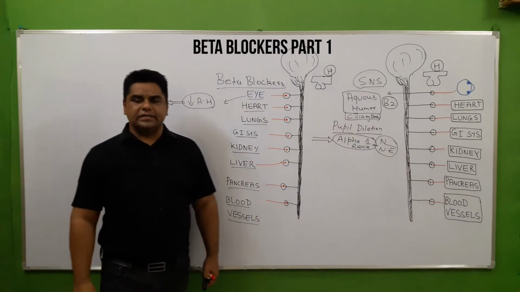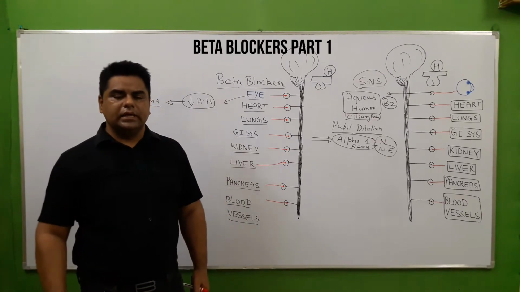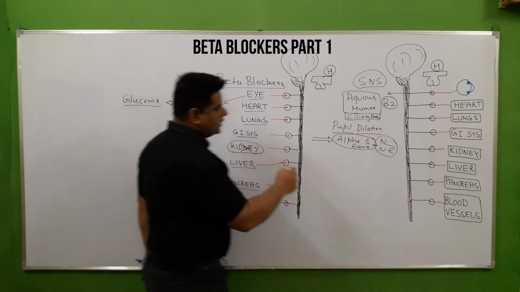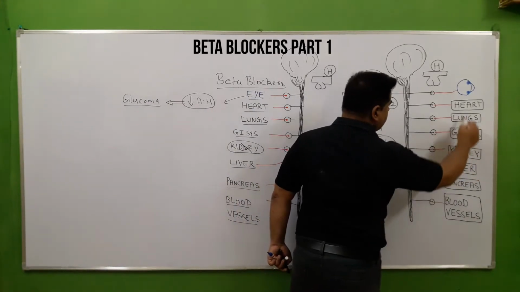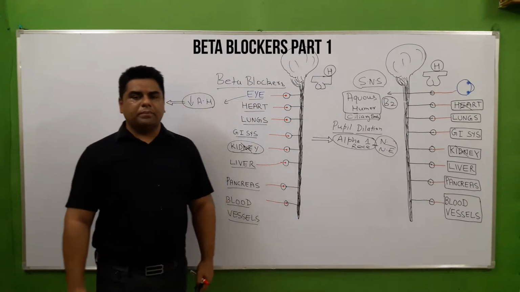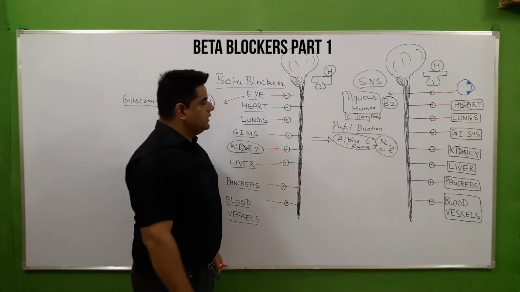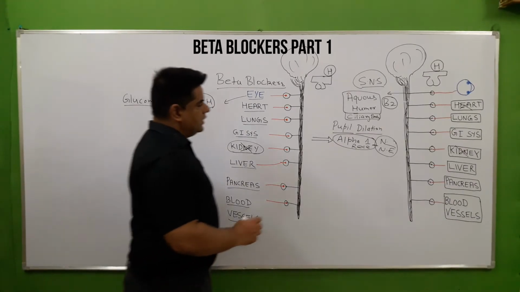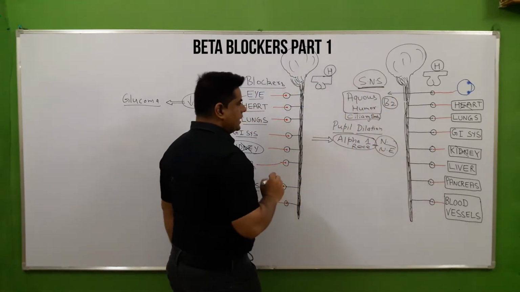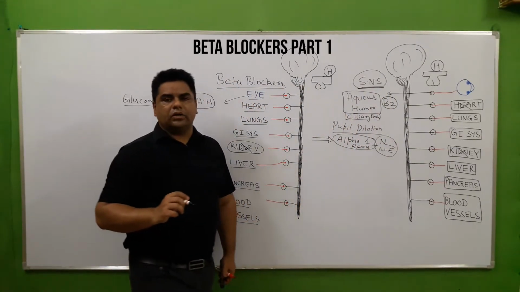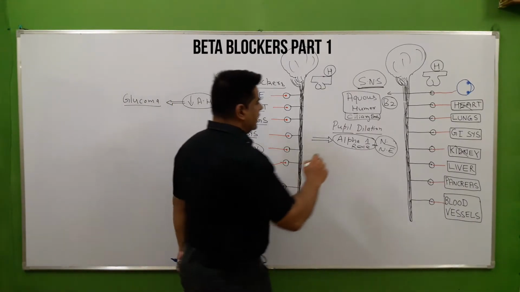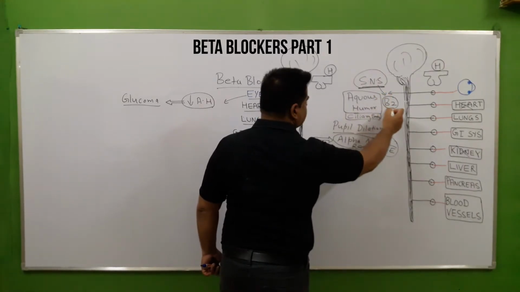After the eyes, we had already discussed the heart and the kidney. After that, the next organ is the lungs. When the sympathetic nervous system acts on the lungs, it causes stimulation of beta 2 receptors. Lungs are also having beta 2 receptors.